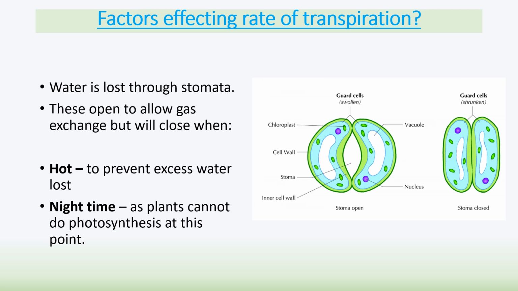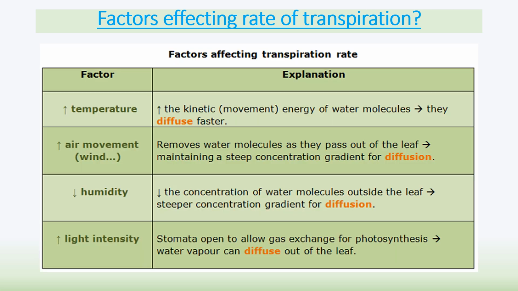Water is lost through the stomata. The stomata obviously open to allow gas exchange, but they will close when it is hot to prevent excess water loss, and they will close at night because plants cannot do photosynthesis at this point, so the stomata do not need to be open. So these are two things that can also reduce the rate of transpiration.